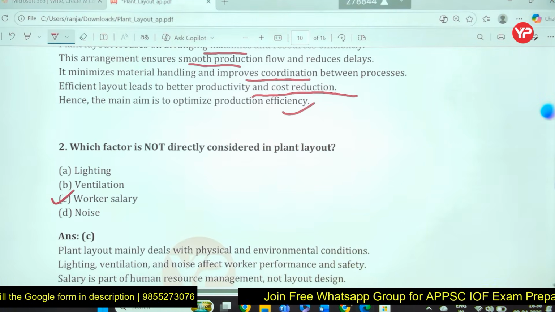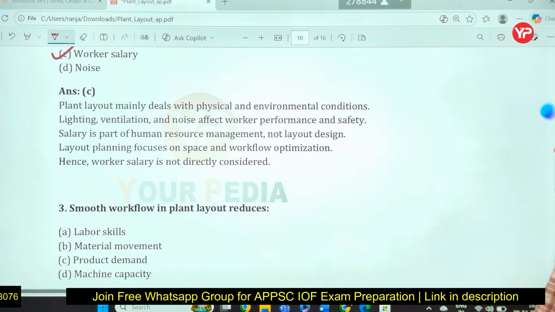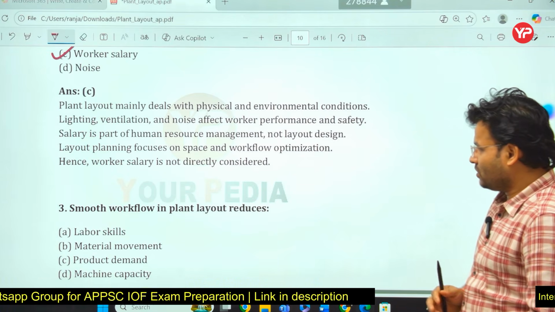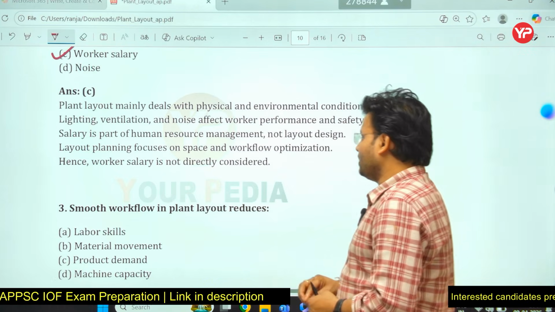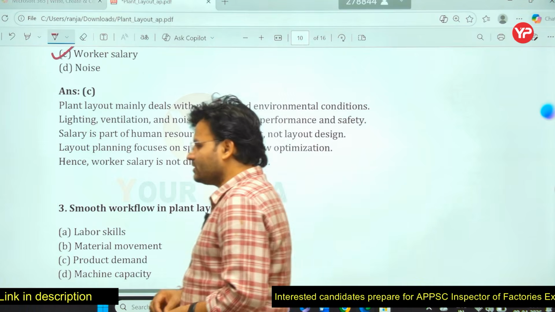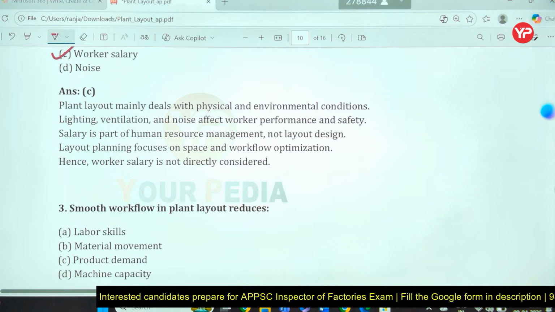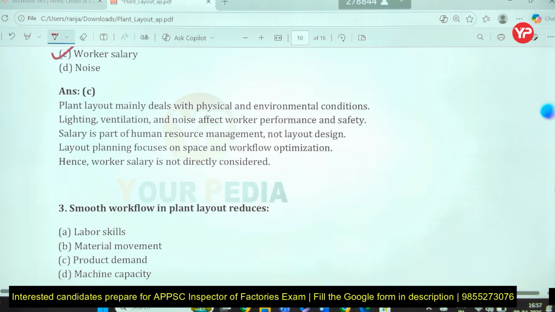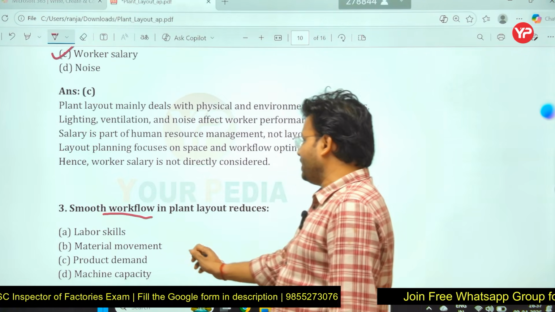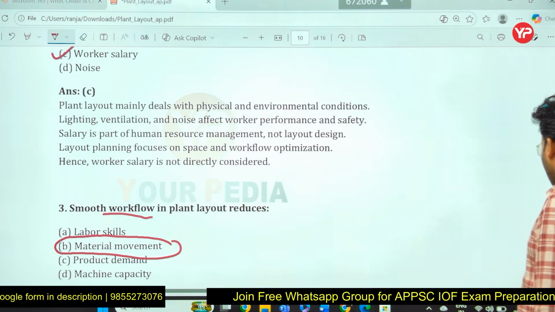Come to the next question, dear. A smooth workflow in plant layout reduces labor skill, material movement, product demand or machine capacity. What will be the answer? Question number 3 on your screen. Simply we can say material movement. A smooth workflow in plant layout reduces the material movement. So B for Bombay is the right answer.